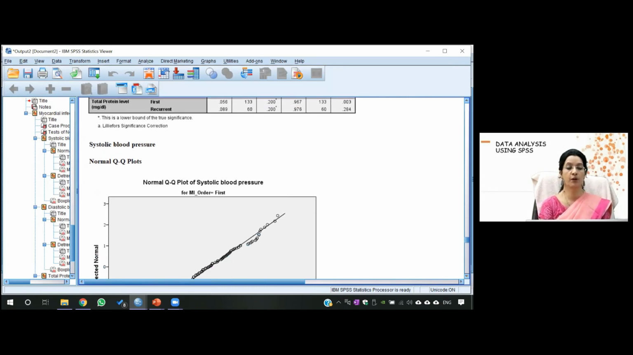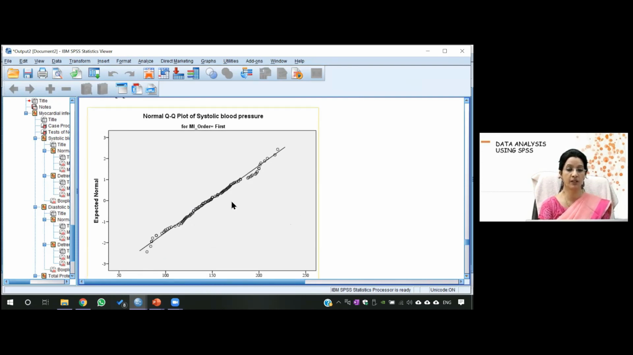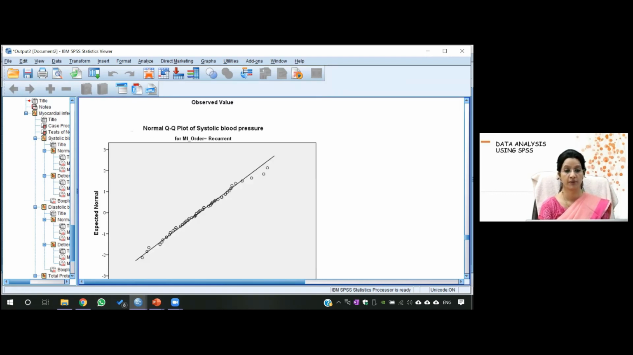So you can see the QQ plot here. The values of all the individual data are normally distributed because they fall along a straight line like this. Similarly, if you see the distribution of systolic in the recurrent order MI, it is again normally distributed. So you have to see the normal QQ plot.